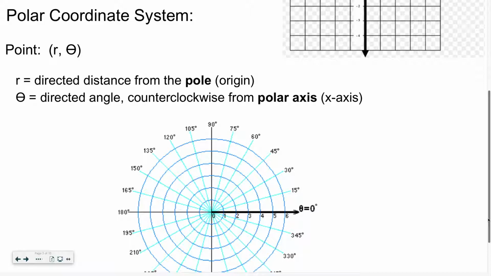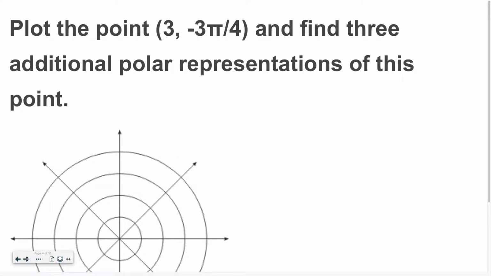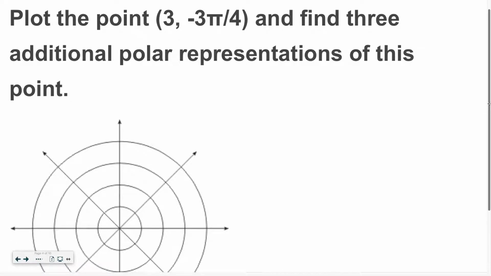As you have noticed, x, y are in alphabetical order. R, comma, theta, those are also in alphabetical order. Typically, I'm going to ask you to think of theta first and then move r. Like Max had to turn his body and then jump out. That's how I'm going to ask you to plot points. But when we write them, we need to write them as r, comma, theta. So let's practice plotting some points. We are going to plot the point 3, comma, negative 3 pi over 4.